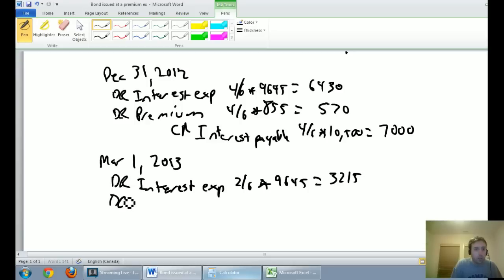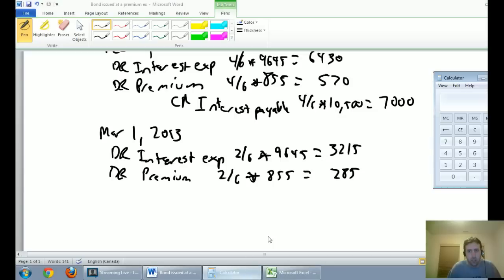We're going to debit our premium by 2/6 of our premium amount, and our premium amortization was 855, so 2/6 times 855 is, what would it be, 285, I think. I'm going to double check that, but let's see how I did. 2 divided by 6 times 855, 285. All right.